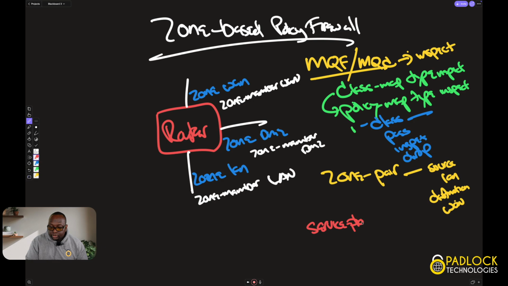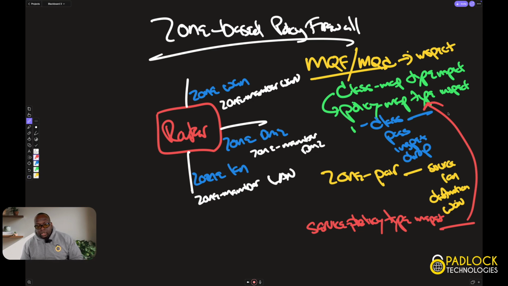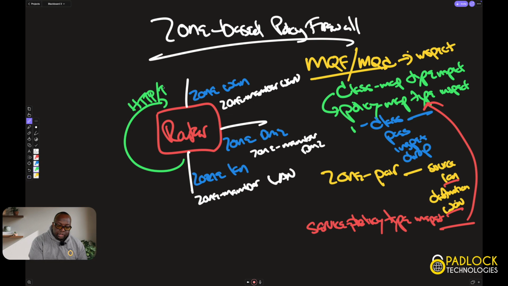And this service policy, type inspect, and then you got to call the policy map. So you would call this policy map over here, and then that's actually allowing the traffic to go from the LAN zone to the WAN zone. Typically, you're going to see things like HTTP, HTTPS, DNS, NTP, stuff like that. Things that you need to use the internet would be in that zone pair.